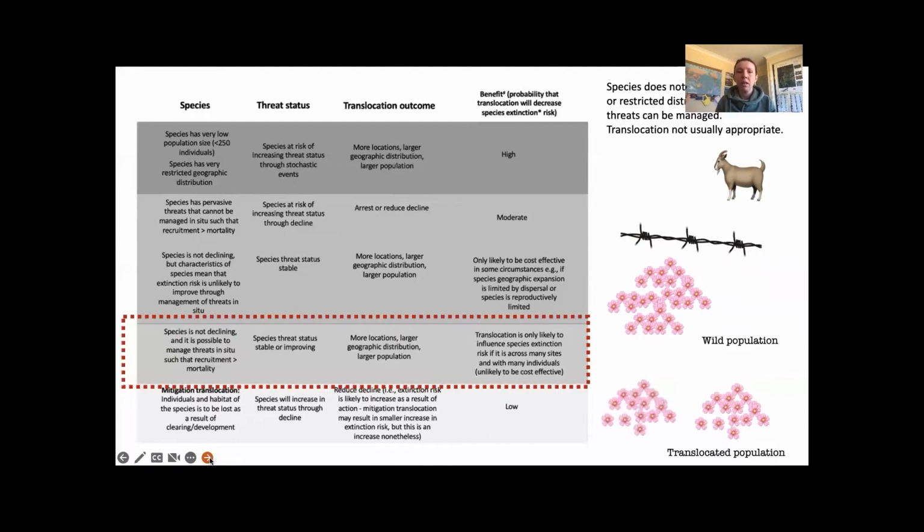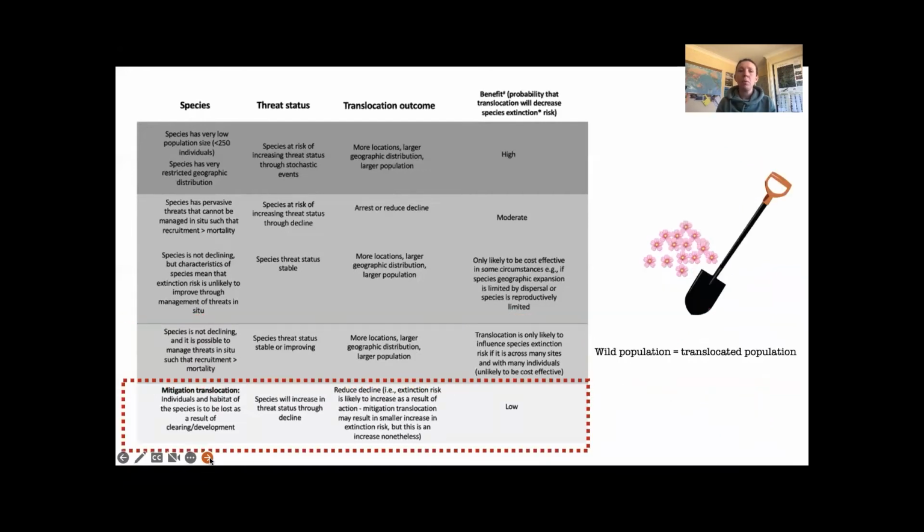And the last example we have is mitigation translocation, and really in terms of extinction risk theory, moving your population out of the way of a development from one place to another isn't really reducing the risk of species extinction overall, because you've got the same number of plants still at one site, so not much benefit there.